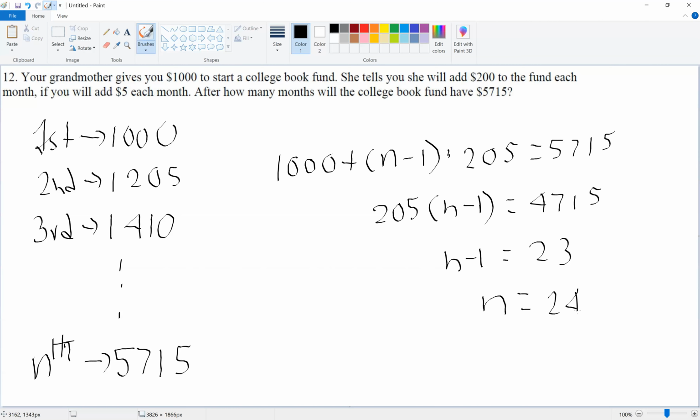I guess another way to do it would be to subtract 1000 from 5715 and divide by 205. That will tell you how many months it will take. Yeah, that would work too, which is basically the algebra formula we did.